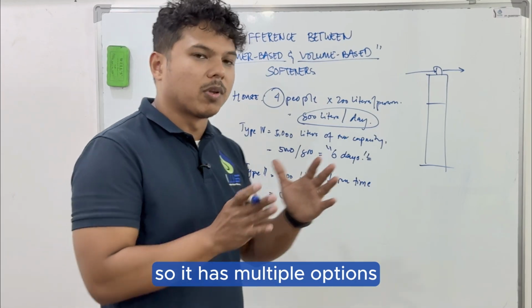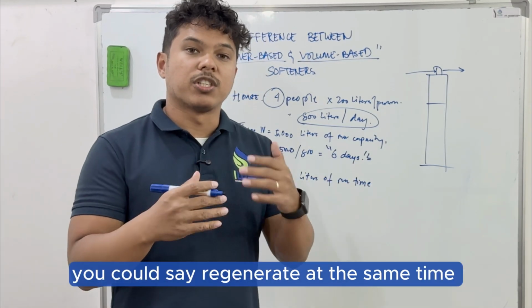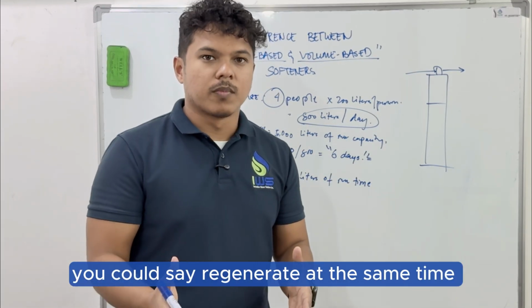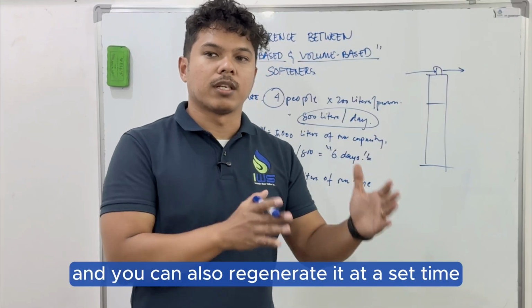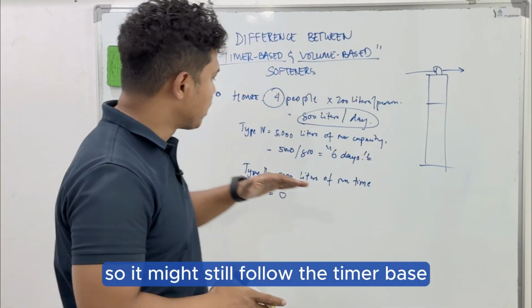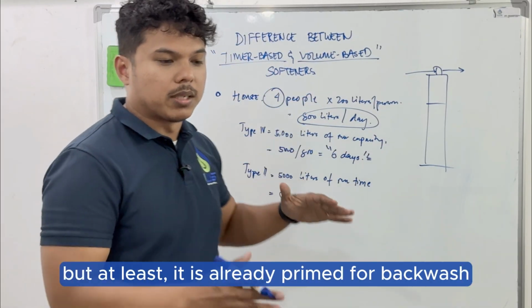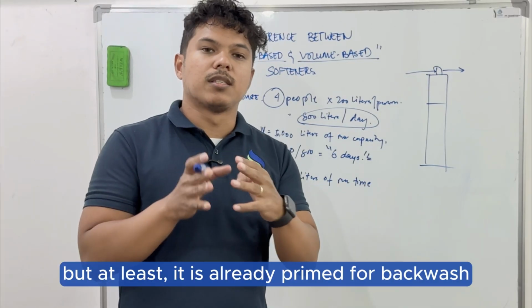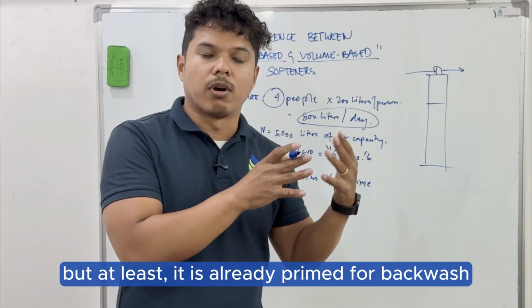So it has multiple options. You could say regenerate at the same time, okay? And you can also regenerate it at a set time. So it might still follow the timer based, but at least it is already primed for backwash.